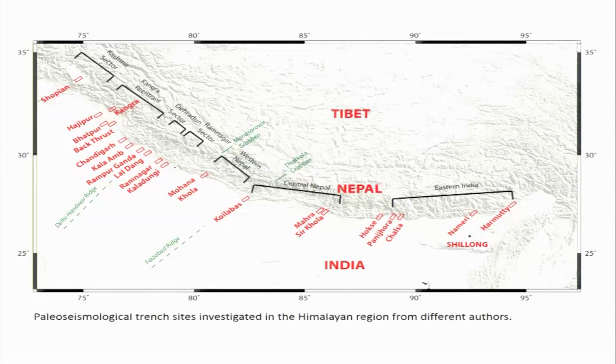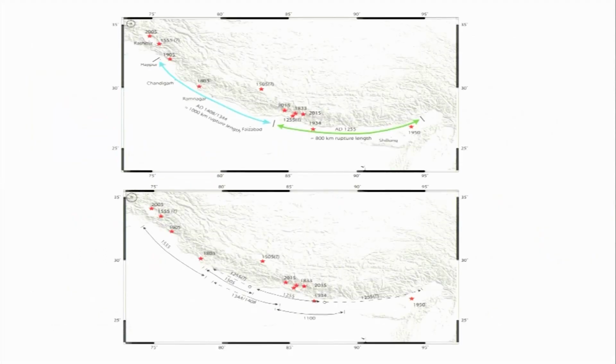A good number of trenches were dug across the fault scarps in the Himalaya, and what we found was that there is an overlap in ages, because we try to find out the ages of the different layers which are displaced layers, and try to understand when the event occurred during the historic past, or maybe before that also. These are the locations of the trenches listed here, and what we observed and inferred was that there could be two scenarios.